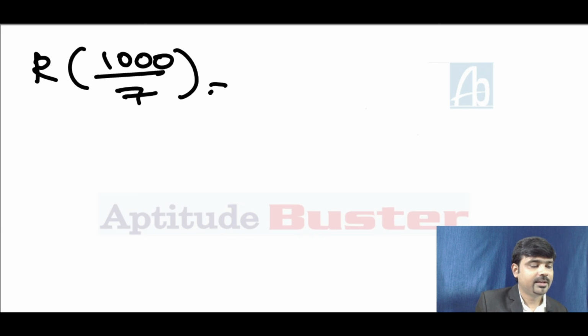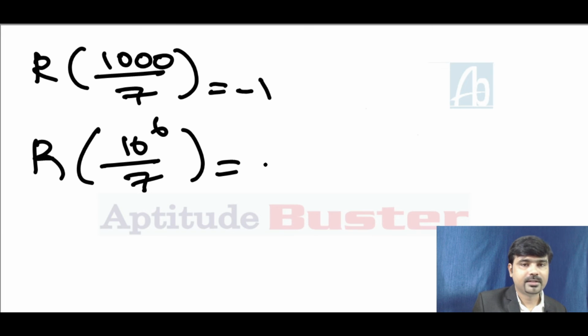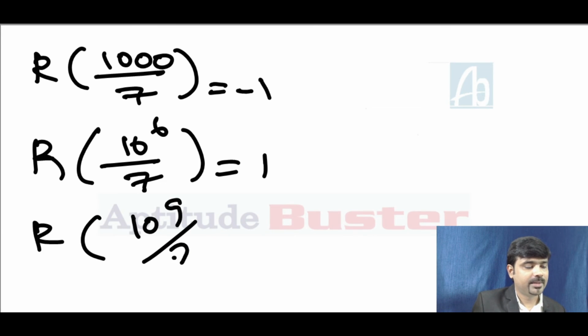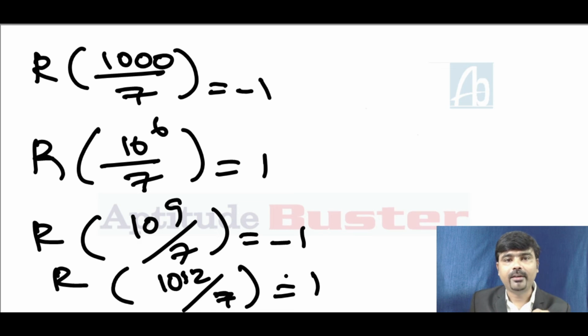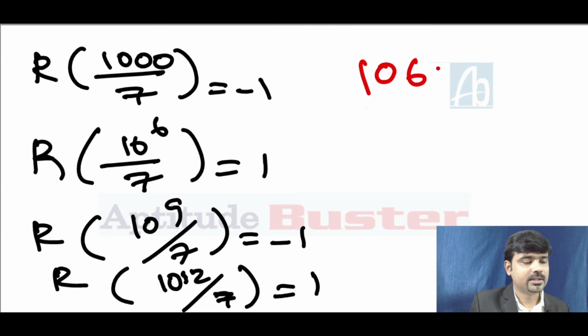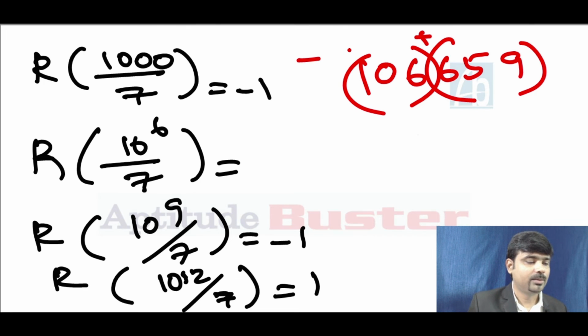1000 divided by 7, the remainder is minus 1. Next, 10 power 6 divided by 7, the remainder is plus 1. 10 power 9 divided by 7, the remainder is minus 1. 10 power 12 divided by 7, the remainder is plus 1. From this you can understand why we have taken the divisibility rule for 11. Next digits 10, 100, 1000, 10,000. That means the remainder is minus 1, plus 1, minus 1, plus 1 for single digits. But here every 3 digits. So that's why the number we have taken is 106659. So take these values here, put plus, put minus here.